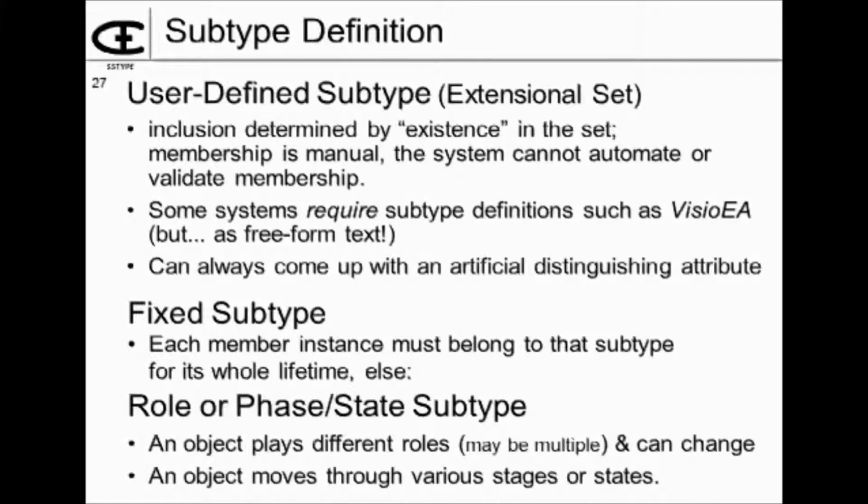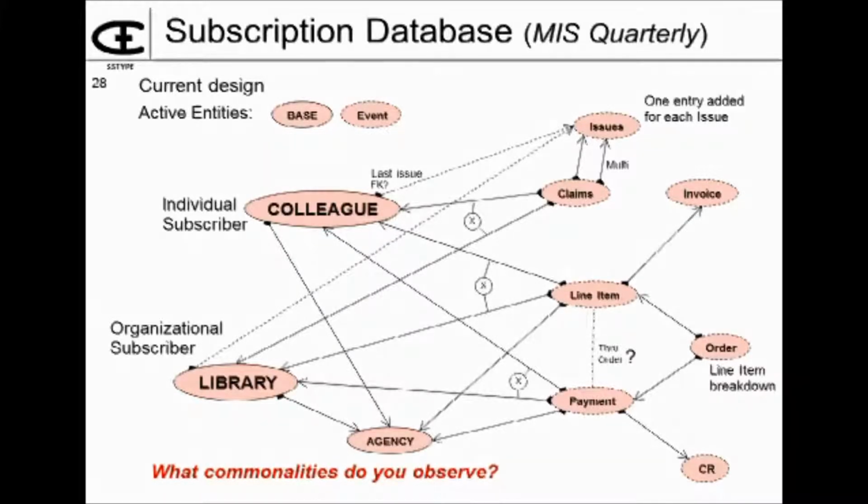Okay, so we have subtype definition, and there are extensional and intentional definitions, if you like, of membership in the subtypes. An example, right here at home, is the MIS Quarterly, which the university here publishes. This was an early view of the way the subscription database was set up. We have colleagues, which is what they called individual subscribers, and then we had libraries, which were organizational subscribers. And you can see associated with each one of those, we've got claims, a line item, and a payment.